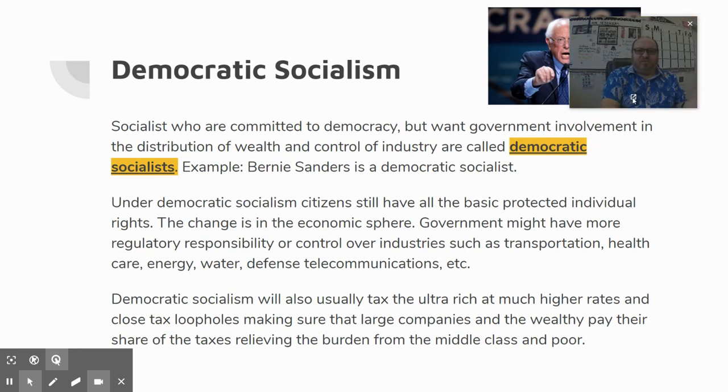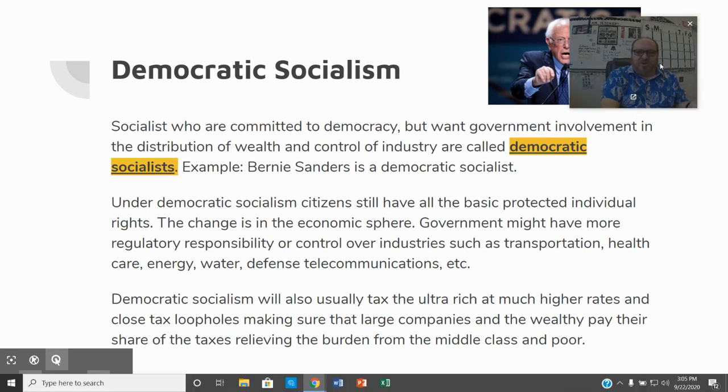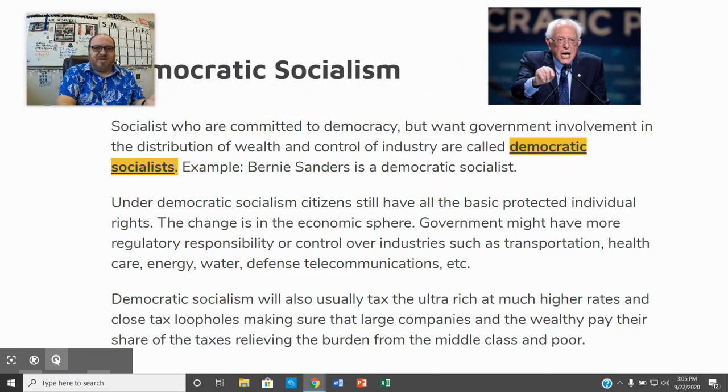Now, there are different forms of socialism. There is what is known as democratic socialism. Okay, so democratic socialism is kind of what it sounds like. If you're a socialist who is committed to democracy, you're a democratic socialist. So that means that you want democracy. You want people to be able to vote and choose and have those freedoms of choice, but you want government involvement in the distribution of wealth and the control of industry. Okay, Bernie Sanders is an example of a democratic socialist.